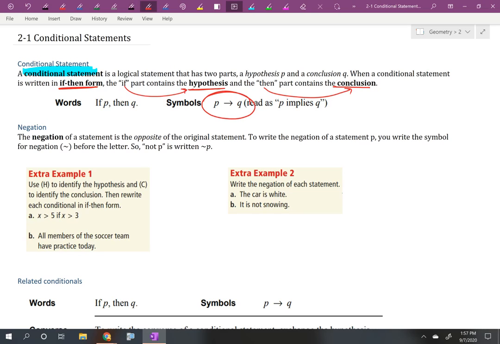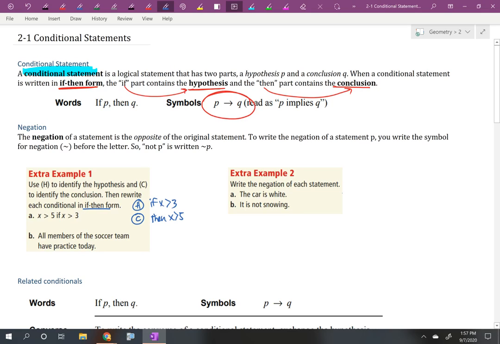So if we look at example 1, we see X is greater than 5 if X is greater than 3. I hope I just said X and not A. So that is a statement, and the statement is if X is greater than 3, then X is greater than 5, right? So that's what I would write. The hypothesis is the if part, so the hypothesis is X is greater than 3. And the conclusion is X is greater than 5. And now they ask me to write that in the if-then form.